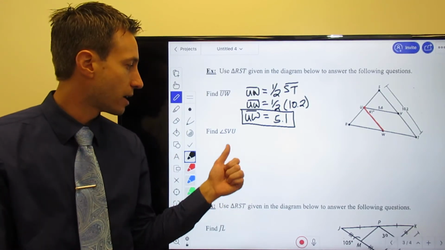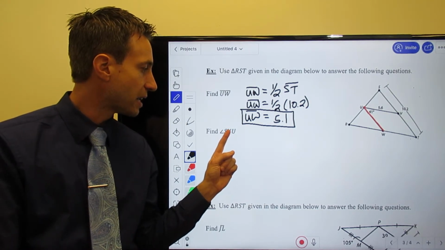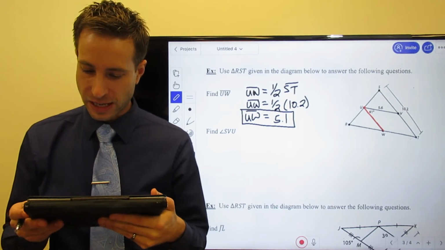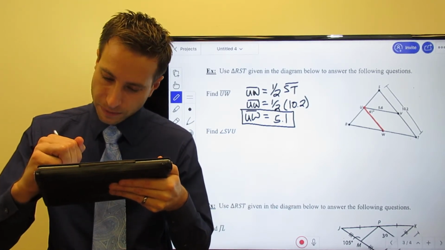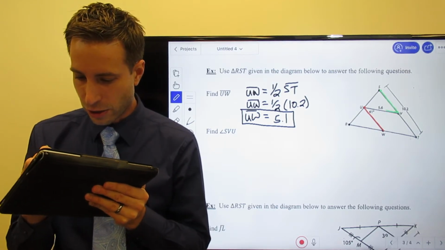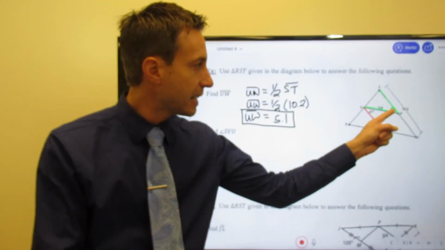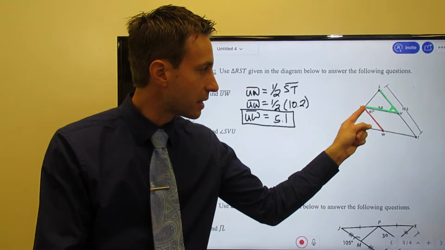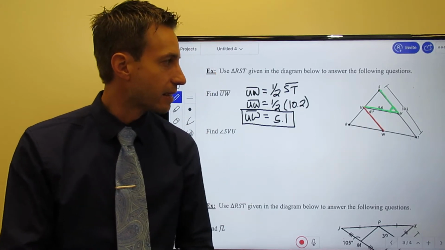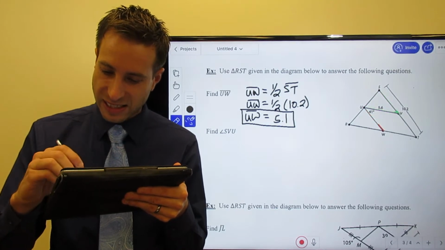Let's keep going and try another one. Now I want you to find an angle. I want you to find angle SVU. Well, where is that angle SVU? There it is right there. Angle SVU. I want you to find that angle right in there. Okay, let me go ahead and erase those colors because this is awesome.